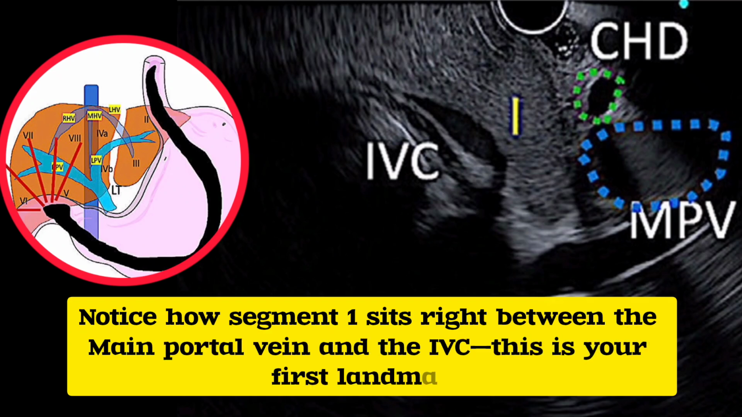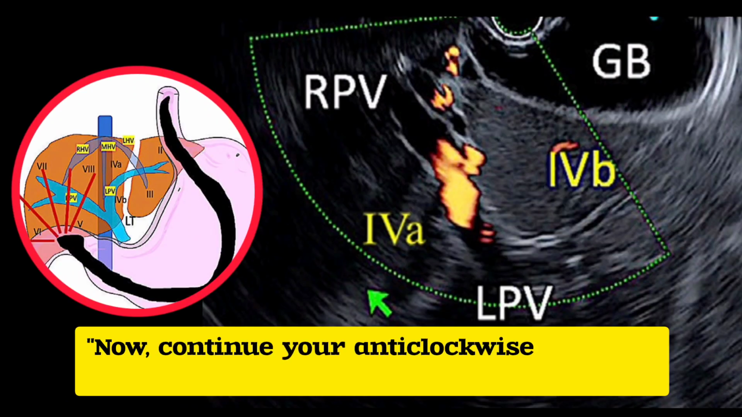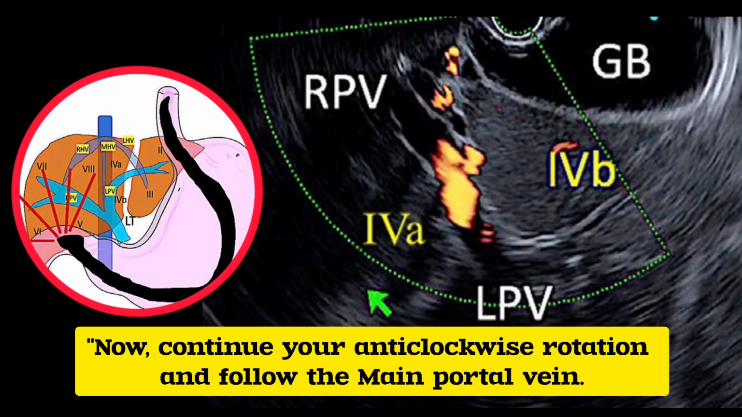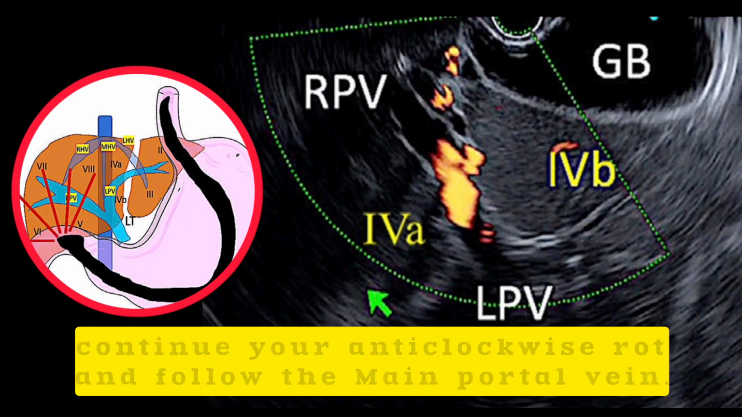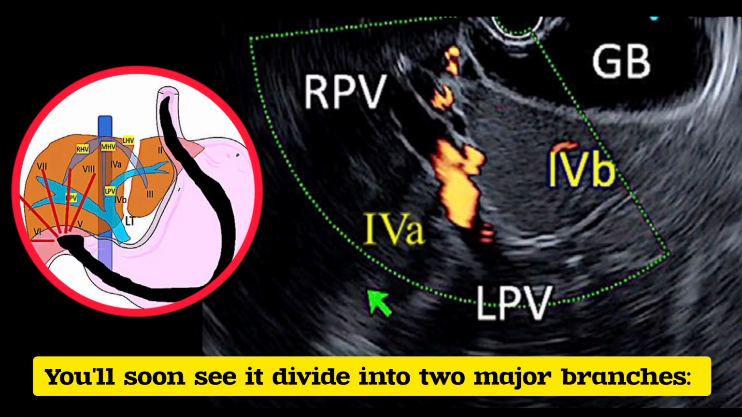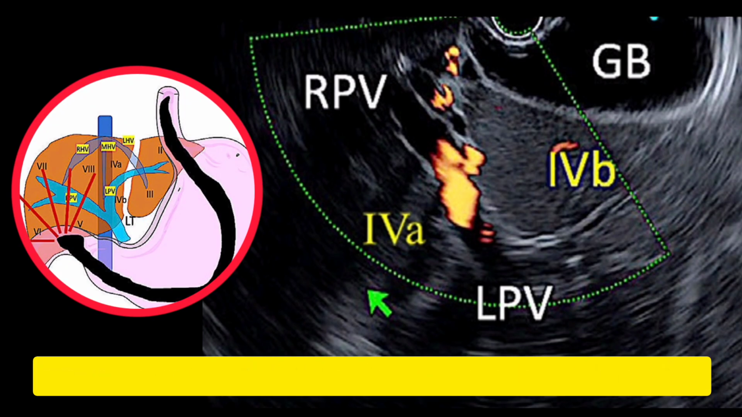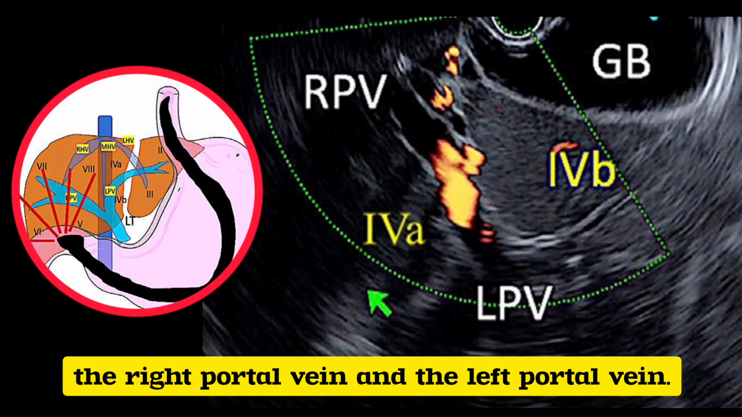Notice how segment 1 sits right between the main portal vein and the IVC. This is your first landmark. Now, continue your anticlockwise rotation and follow the main portal vein. You'll soon see it divide into two major branches, the right portal vein and the left portal vein.